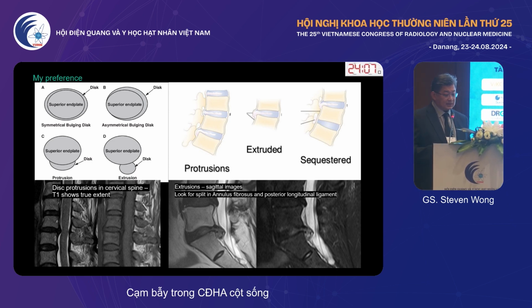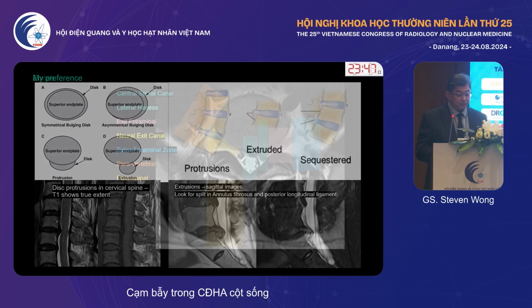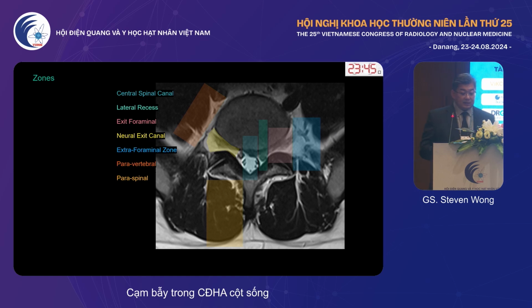Extrusion usually has a narrow neck, but in addition, if you're a spine surgeon, you need to look for whether there is a break in the annulus fibrosis. You can see the break in the annulus fibrosis and where the disc has extruded through. So the spine surgeons look for that before they'll call it an extrusion. These are the zones, the nomenclature I prefer using. Obviously, your institution will have variations as well.